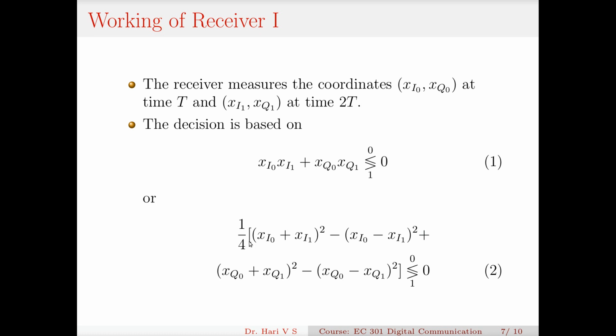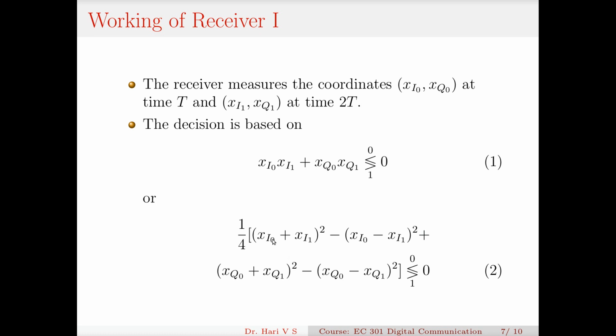So this is 1/4. This I can write: a times b is (a plus b) whole square minus (a minus b) whole square, divided by 4. So that this becomes (xi0 plus xi1) whole square minus (xi0 minus xi1) whole square divided by 4, plus (xq0 plus xq1) whole square minus (xq0 minus xq1) whole square divided by 4. If this is less than 0, the received bit is a 0. If it is greater than 0, received bit is a 1.